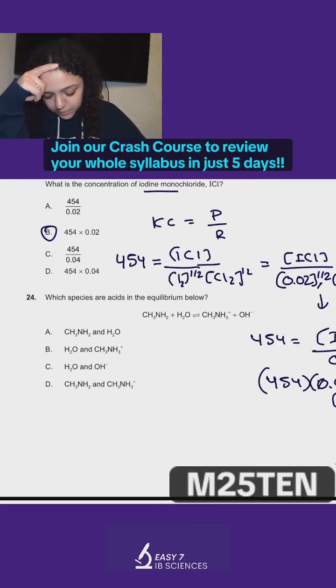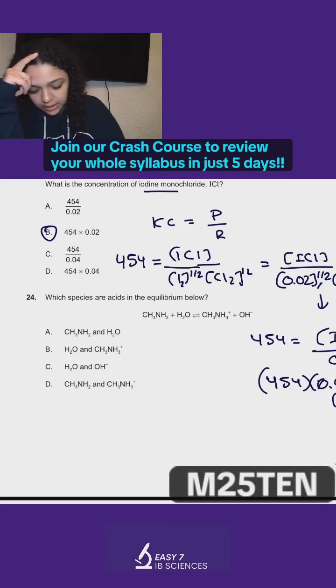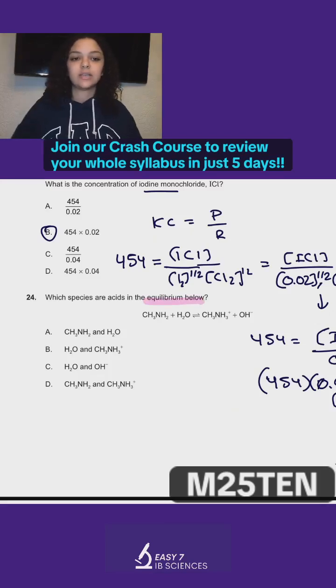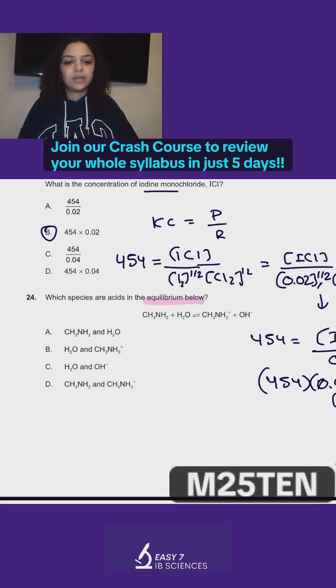Okay, which species are acids in the equilibrium below? So if something is acid, what are we gonna look at? I'm gonna give you guys a hint. You should be able to answer this. I'm not kidding, in 20 seconds. So I'm gonna count.